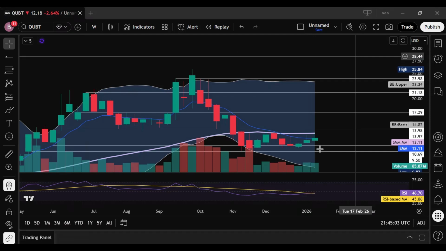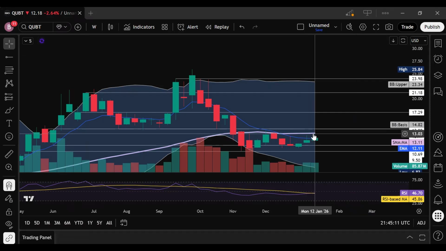Going forward in here on the week, we're going to be looking at this 50-day SMA right here. You can see that was a place that we bounced right off of today as a major resistance. That's trading at 13.11. Anything above there, we're looking at this 13.97 or 13.98 area. And then outside of there, really nothing stopping us until you get up here to the 17.29.